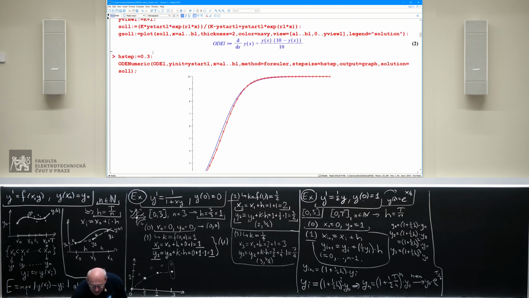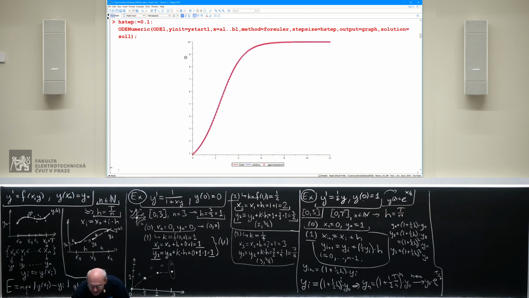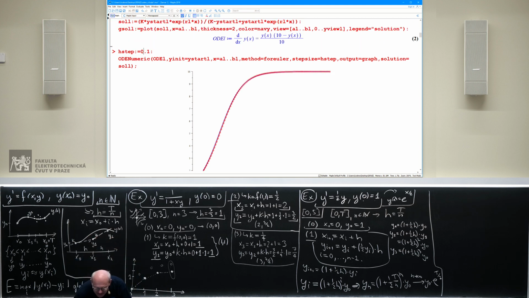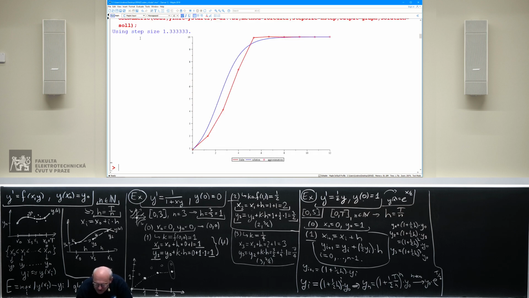Let's still lower the step size to, let's say, 0.1. And we see that the output of the Euler method is getting closer and closer to the actual solution. This is very nice. Now, this logistic growth has another advantage. It also allows us to explain a little bit better how the Euler method works. What's the problem with the Euler method? Now, let's have a look at the basic idea.